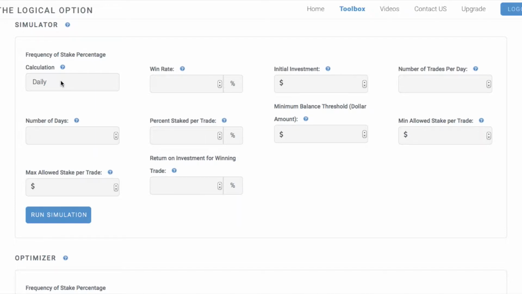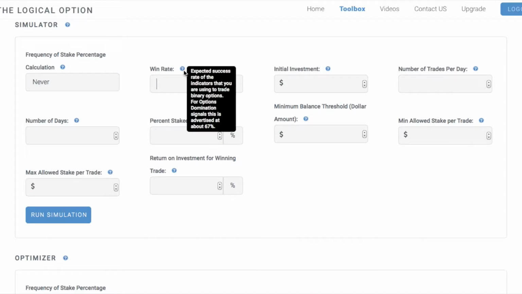So let's first go to the frequency of stake percentage calculation. We have three options for you to choose from. I am going to select never right now, and I will give a little more detailed explanation of what that means in just a little bit. So I'll go over to win rate. This is your expected success rate of the signals you're using to trade binary options. I am going to put in 65% for now.